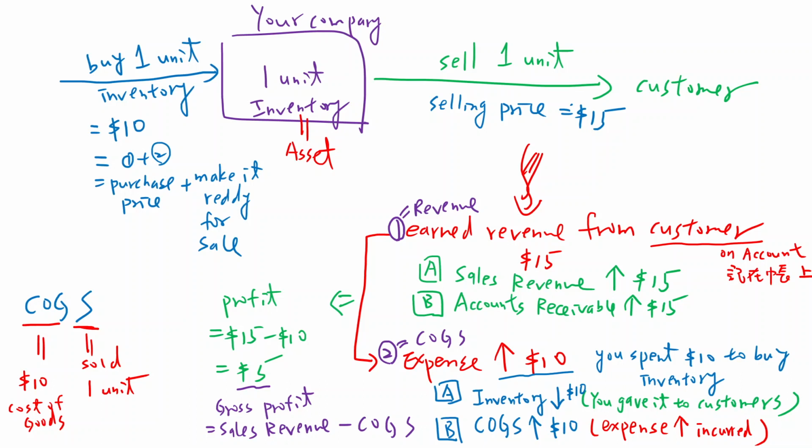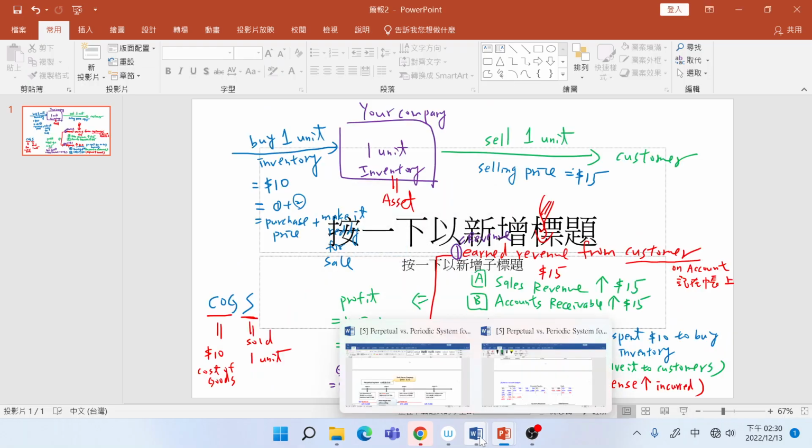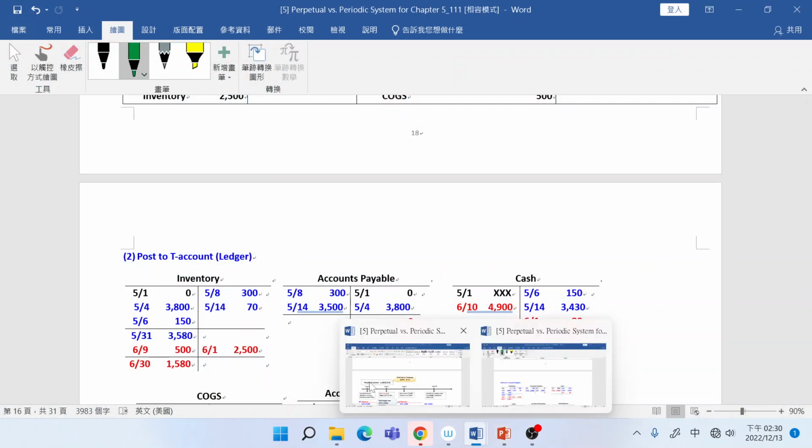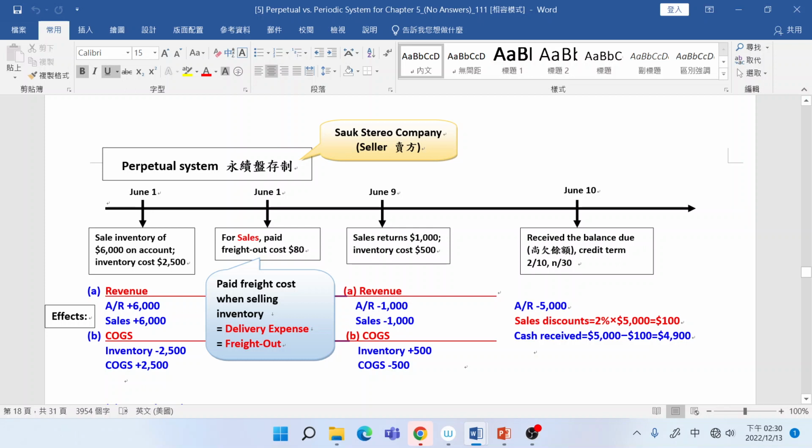Okay? Any questions? If you don't have any questions, please go to your note on page 18. Page 18. Please finish the first transaction, June 1st. When you sell the inventory to customers, how do we record it on June 1st? Page 18, right here. Remind you something first. Key point first.